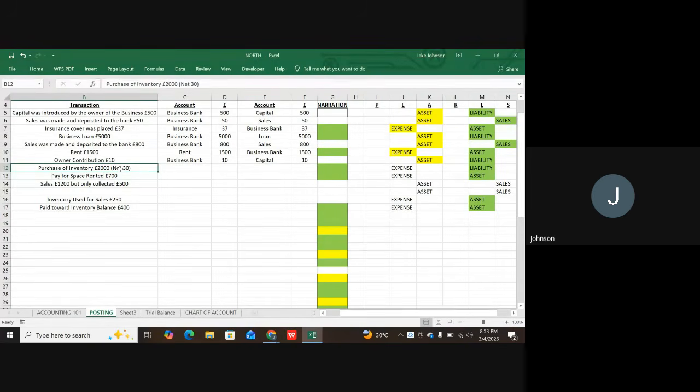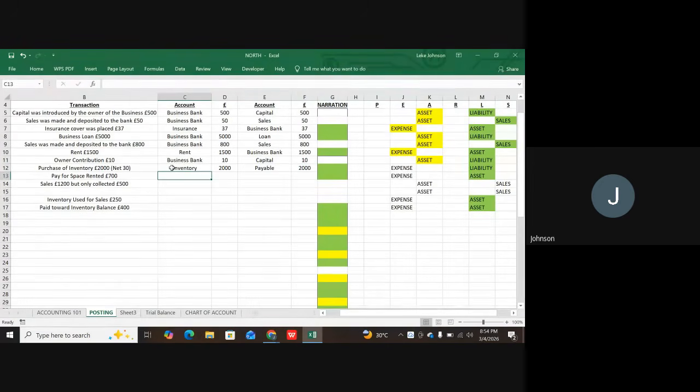So what accounts are going to be affected? Inventory will be debited, and accounts payable or creditors will be credited with £2,000. Okay, so inventory will be debited by 2,000. Then accounts payable, let's just call it payable, will be, oh sorry, credited by 2,000. Makes a lot of sense.